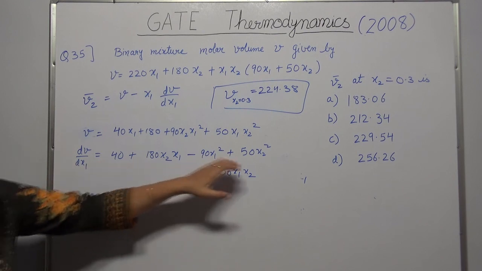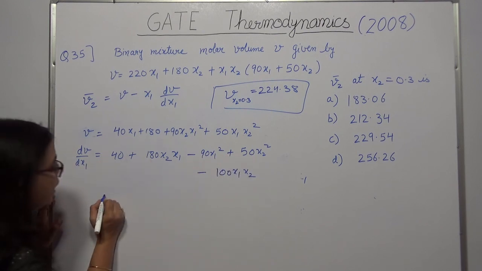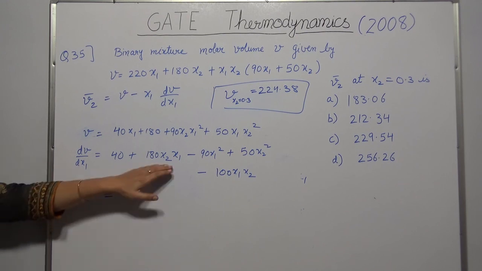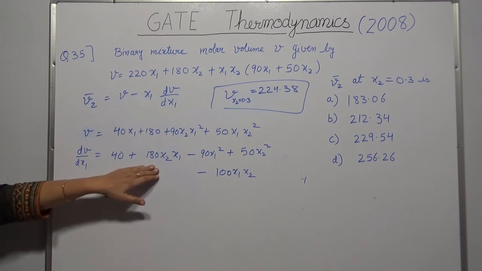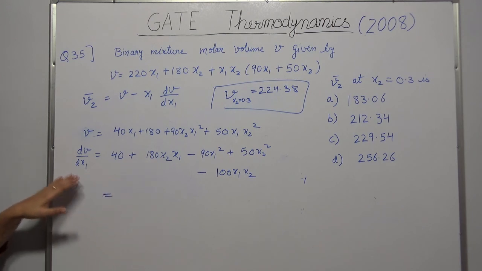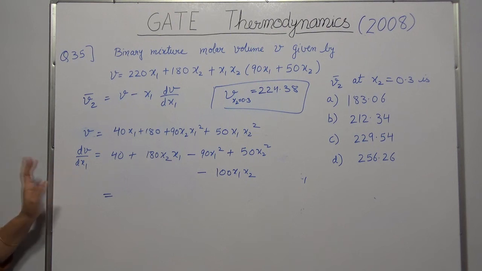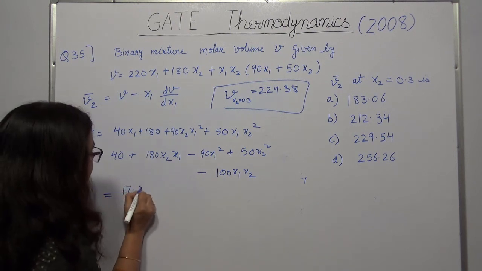Now put the values of x1 and x2 in this. Your x1 is 0.7 and x2 is 0.3. If you put these values, then you can calculate dv by dx1 at x2 equal to 0.3, and the value comes out to be 17.2.